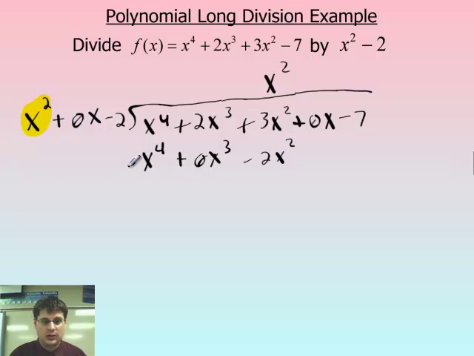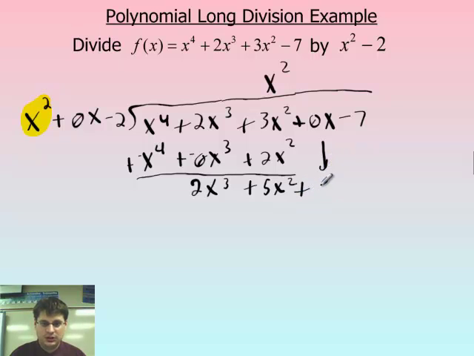And just like in our old long division problem, we're going to subtract. Since I'm subtracting, it's like saying plus negative, negative, and that becomes plus. And the x to the 4ths cancel out, and then we'll be left with 2x cubed plus 5x squared. And then we drop down our next term, which is 0x.